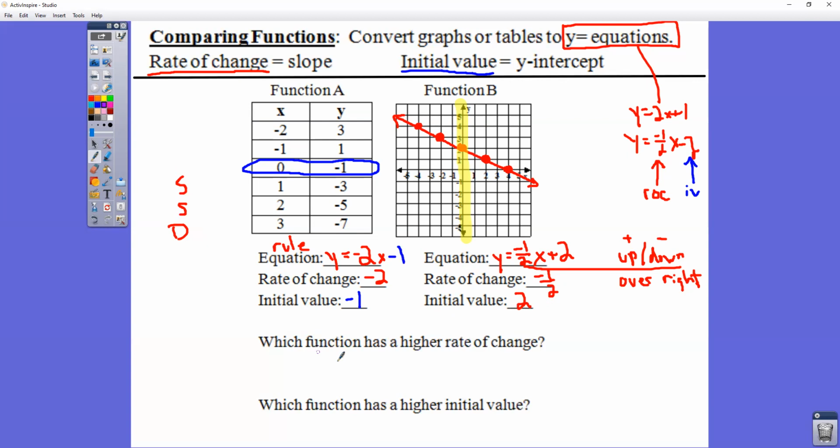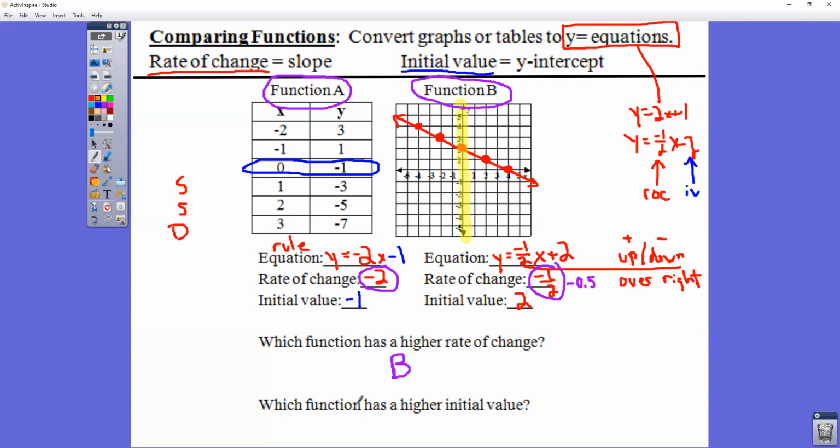Now we have some questions to answer about the two functions. Remember, this is function A and this is function B. So which function has a higher rate of change? So we're looking and comparing a -2 and a -1/2. The more negative a number is, the farther away it is from 0 on the number line, the smaller that number actually is. So your higher number here, -1/2, is really negative 0.5 as a decimal. That one is bigger than negative 2. So what I'm going to write here is the letter B.